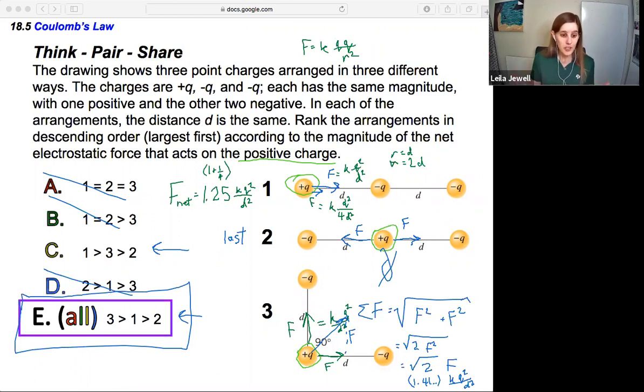So this concludes Coulomb's law, section 18.5. In the next section, we'll take our idea of this electric force one step further to understand the electric field. So stick around, you're going to want to see it.